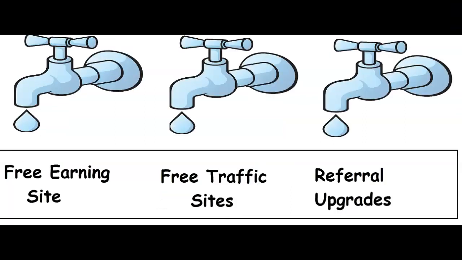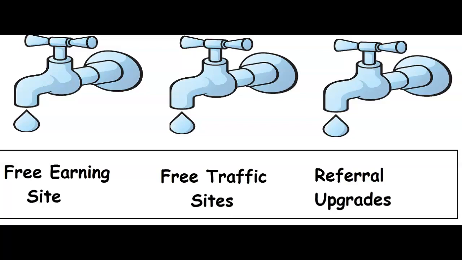When you have reached step number 3 and you're promoting the system and you've got referrals coming in and everything like that, then what you're doing is you've actually started to create 3 different income streams. The first income stream is from the free earning site. So that's your own earnings from that, as well as commission from your referrals.